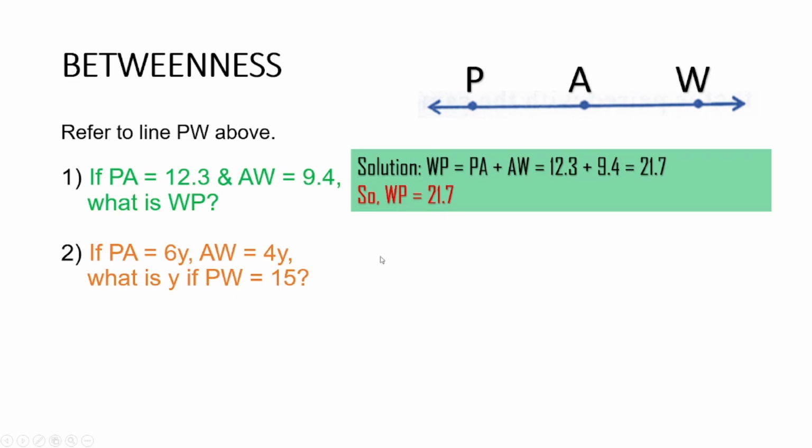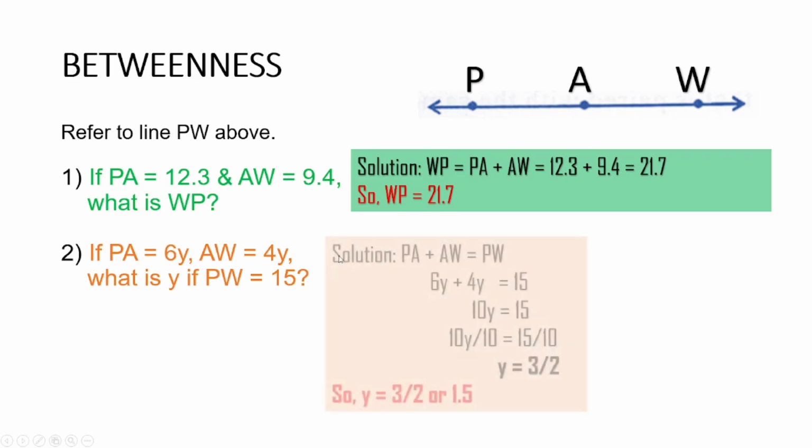Now the other question is just again with variables and with a different question, solving for y. We just use again the same formula that PA plus AW is just equal to PW. So 6y being PA according to the given, 4y being AW according to the given, and PW is 15 according to the given. So we just substitute all of that, apply your algebra skills. So 6y plus 4y is just 10y equals 15.